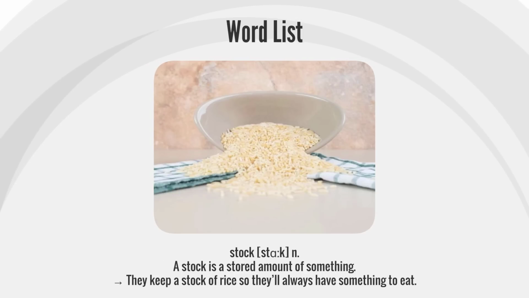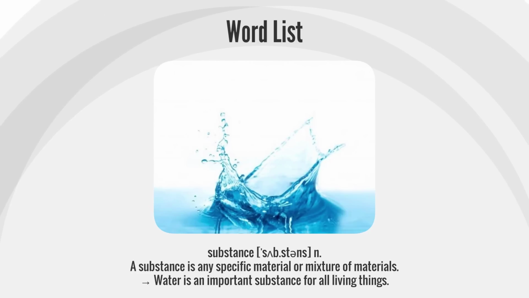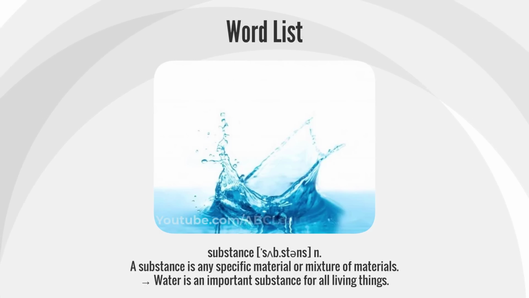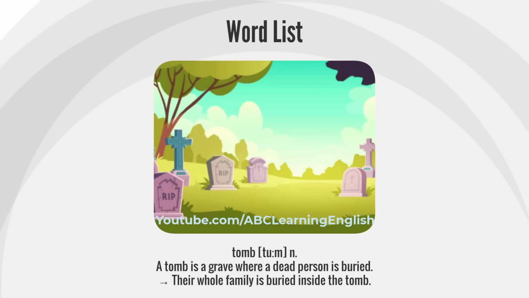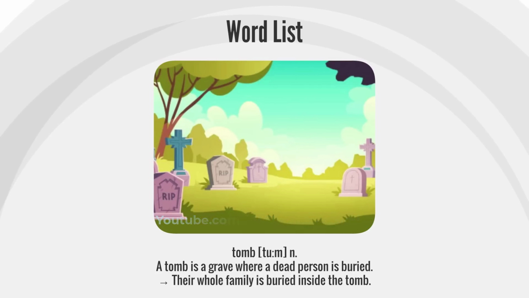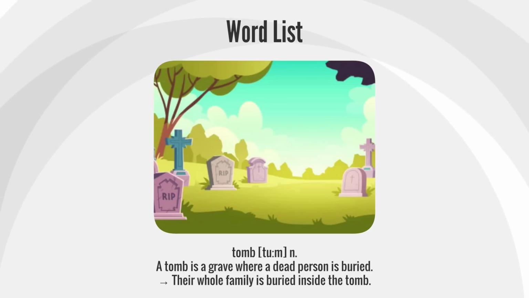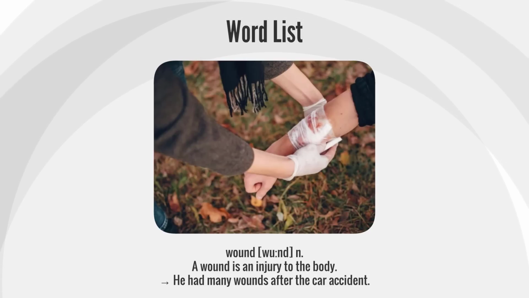Stock. A stock is a stored amount of something. They keep a stock of rice so they'll always have something to eat. Substance. A substance is any specific material or mixture of materials. Water is an important substance for all living things. Tomb. A tomb is a grave where a dead person is buried. Their whole family is buried inside the tomb. Wound. A wound is an injury to the body. He had many wounds after the car accident.